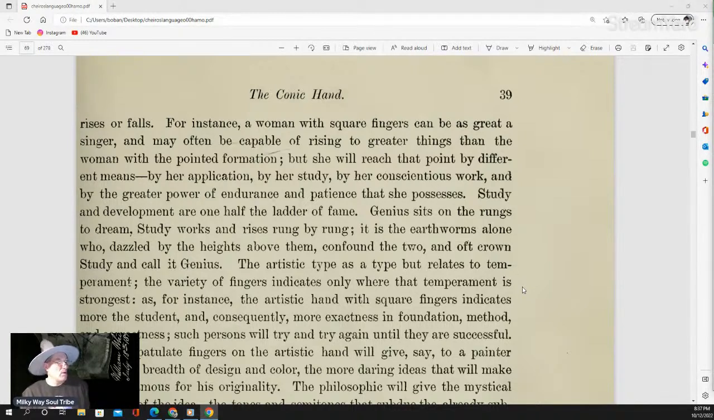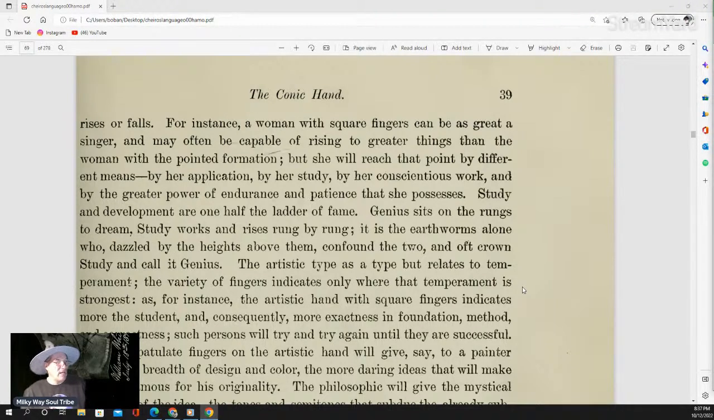Genius sits on the rungs to dream. Study works and rises rung by rung. It is the earthworks alone who, dazzled by the heights above them, confound the two and often crown study and call it genius.